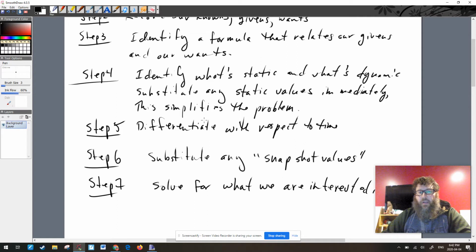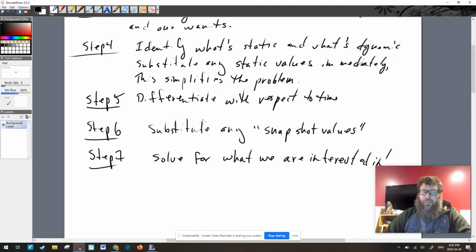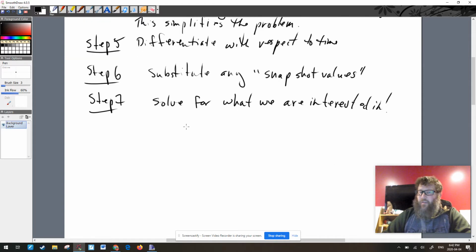Step 4 is going to be identify what's static and what's dynamic. Again, it's really, really important. If you know that something is static, substitute right away. It makes differentiation dramatically easier. Step 5, then, after we've done our substitutions, is we're going to differentiate with respect to time. And then step 6 is going to be substitute any snapshot values that we have. And step 7 is going to be solve for what we're interested in.